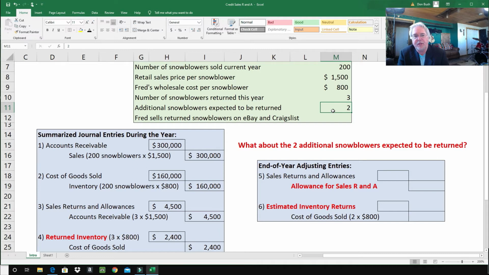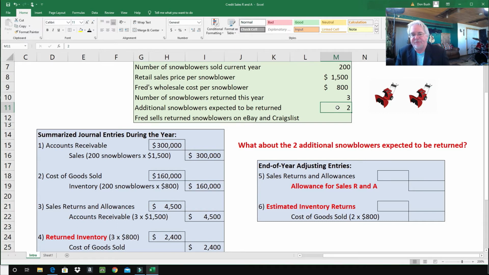2 will be returned. And if Fred did not do these adjusting entries at the end of the year, Fred would overstate sales and overstate his profitability. So Fred doesn't want to do that. He wants to have a good set of accounting records. So we're going to debit sales returns and allowances for these 2 snowblowers that have not been returned but are expected to be returned.